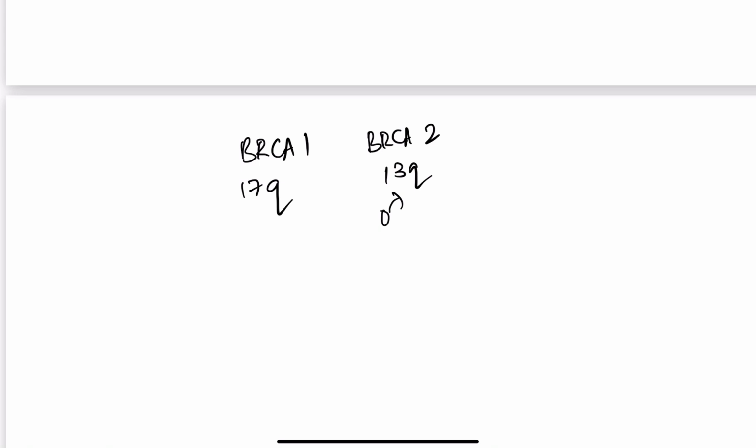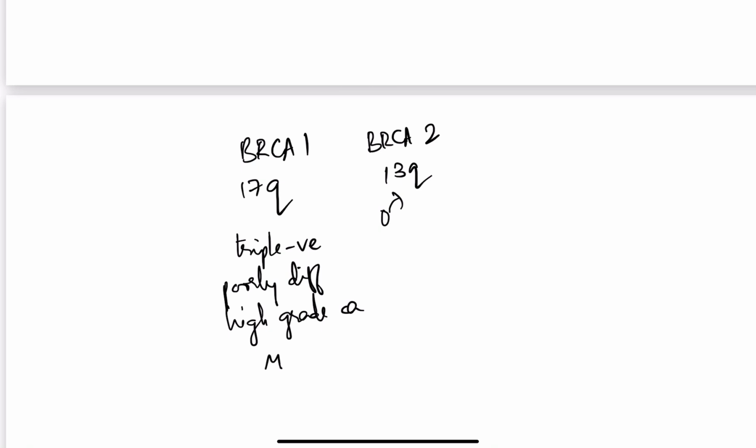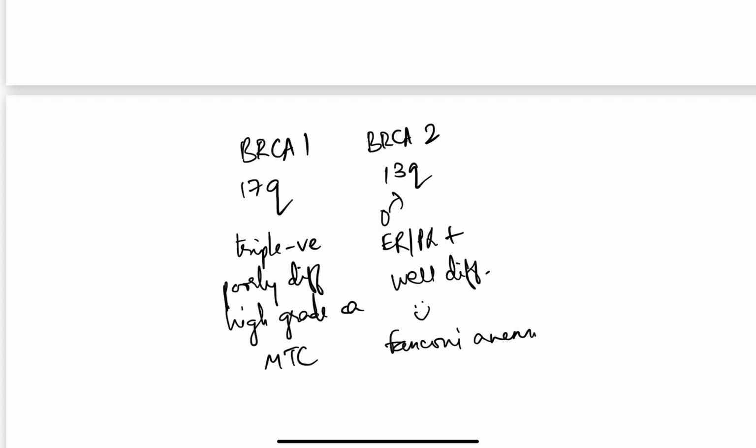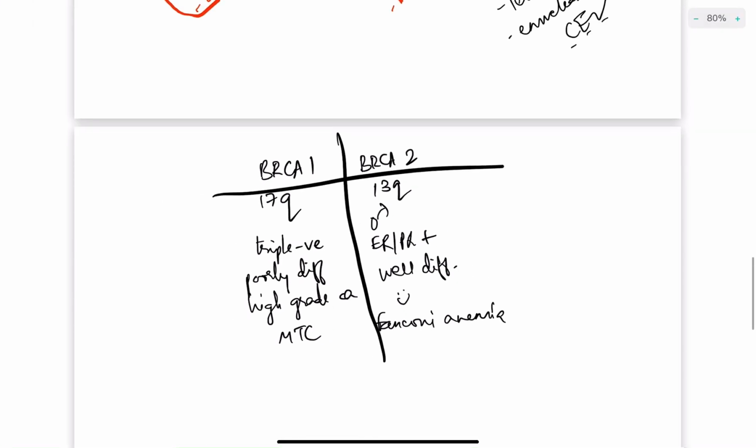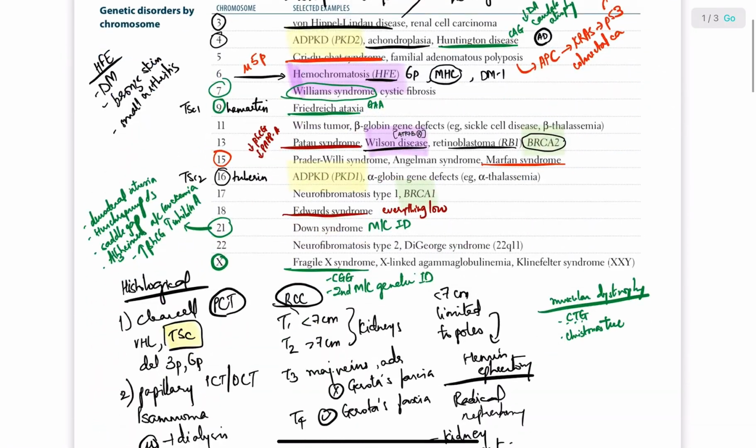Major differences is that BRCA1 is going to be triple negative and it's going to be poorly differentiated. In other words, it is going to be high grade carcinoma, and it is also associated with medullary thyroid carcinoma, as compared to BRCA2, which is going to be ER/PR positive, so it is going to be well differentiated or low grade carcinoma with a relatively better prognosis, and it is also said to be associated with Fanconi's anemia, right? So this was BRCA1 and BRCA2, present on 17q and 13q chromosomes. So we're done with BRCA.